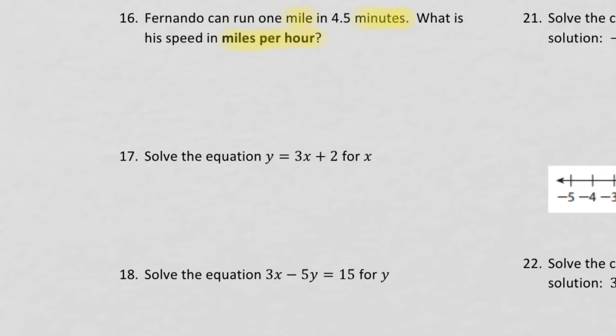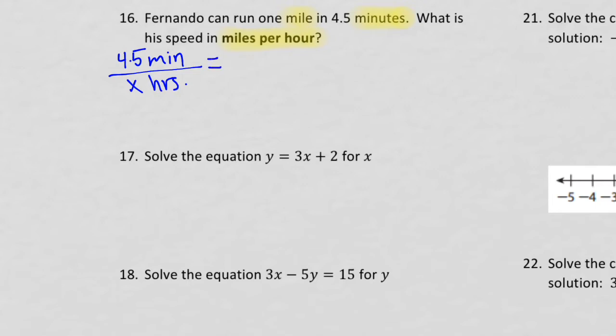So in this case, I already have miles, right? That's what they gave me. What I need to change is minutes to hours, because they want miles per hour. So I'm going to start with 4.5 minutes over x hours to identify how much that is in hours.